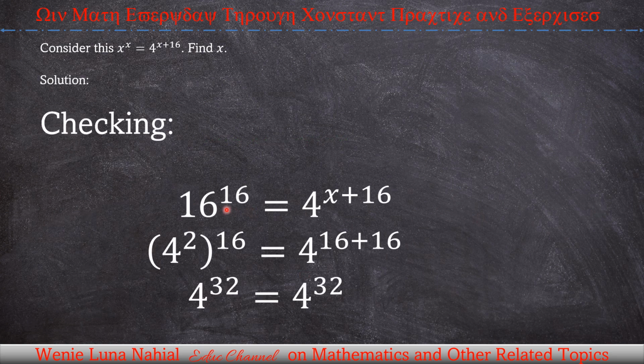Let's check. So 16 raised to 16 equals 4 raised to x plus 16. Substituting x by 16, you will get 32 for the power at the right side. And for the left, this 16 can be written as 4 squared. Applying the law of exponents, this is a power raised to the 16, so you have to multiply the powers. So 2 times 16, that is 32.